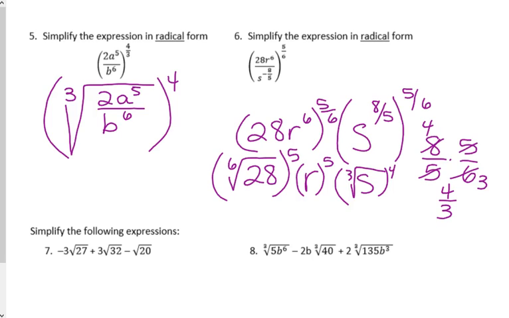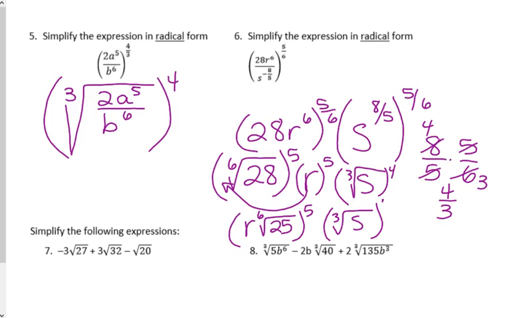So notice how we have r to the 5th. What I can do is take this r and stick it in front of this. So we have r times the 6th root of 28, all of that raised to the 5th. And then we have the cube root of s raised to the 4th. Not too difficult. Okay, so on number 6, you notice we did distribute that exponent through to each part of the fraction that was in the parentheses. We actually cannot simplify this any further, so we're going to leave it as is.